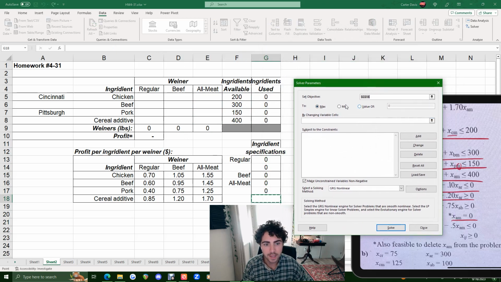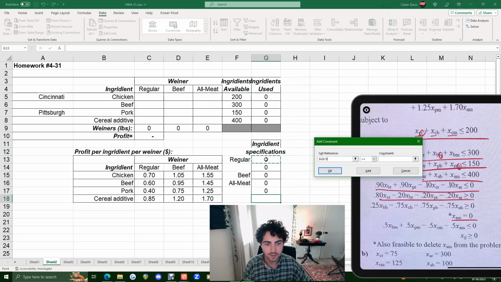So we're maximizing profit, right? We're changing the variable cells. These are the changing variable cells here, subject to the constraints. Here we go. We're doing that is less than or equal to 0. Can you just type it in? Add, and then this is the second one, so it's greater than or equal to 0. Add, and then this is the third one, so it's greater than or equal to 0.